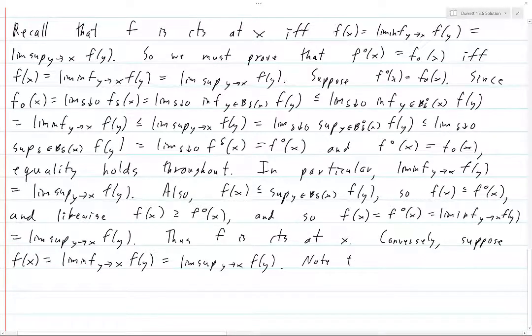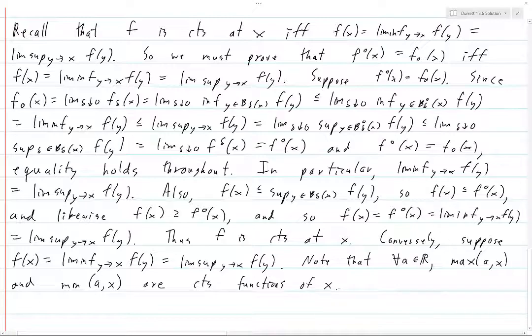Note that for any real value a, max of a and x and min of a and x are continuous functions of x.